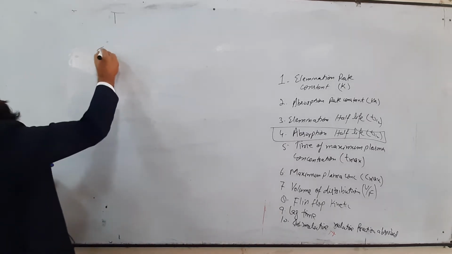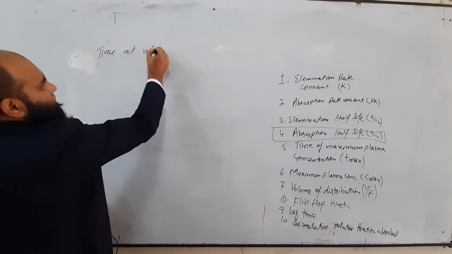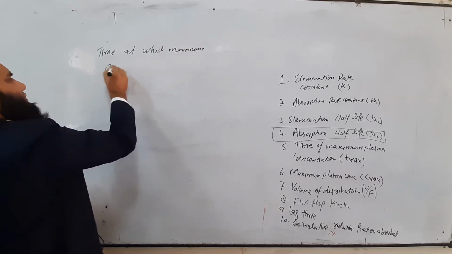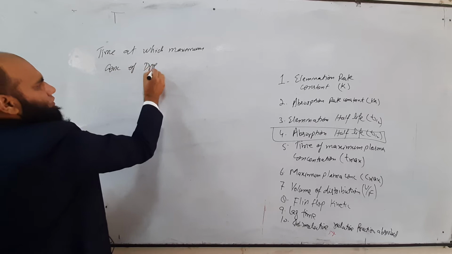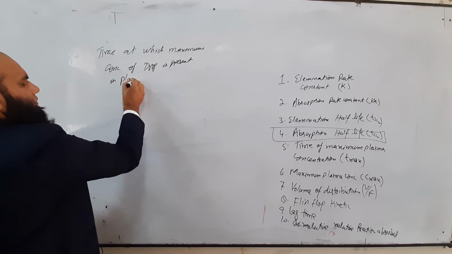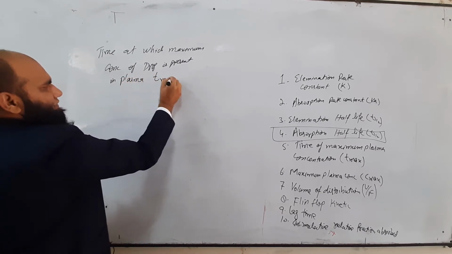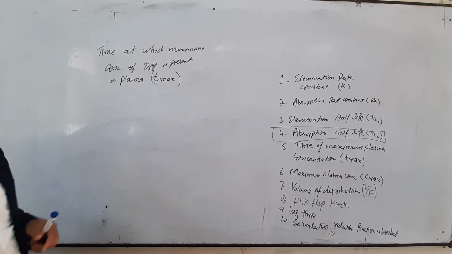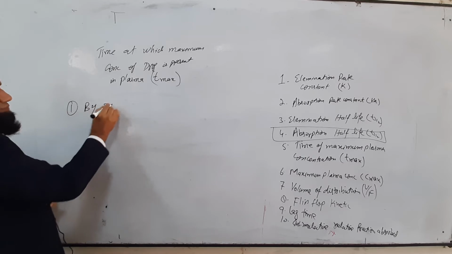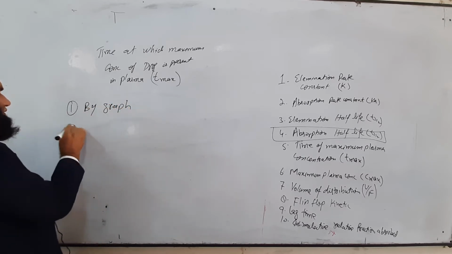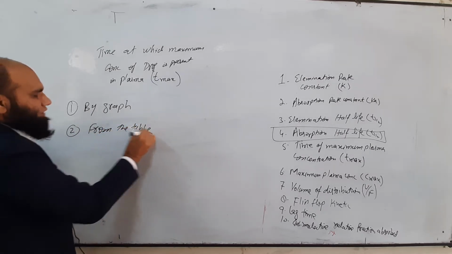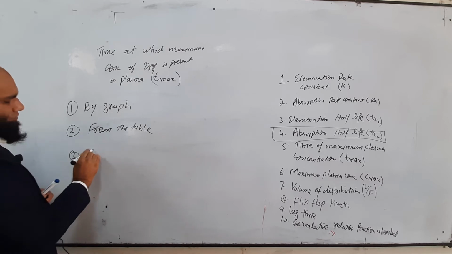The time at which the maximum concentration of drug is present in plasma, that is called Tmax. And this Tmax can be calculated by 3 different ways. One is by graph. Other is from the table. And the third one is by equation.